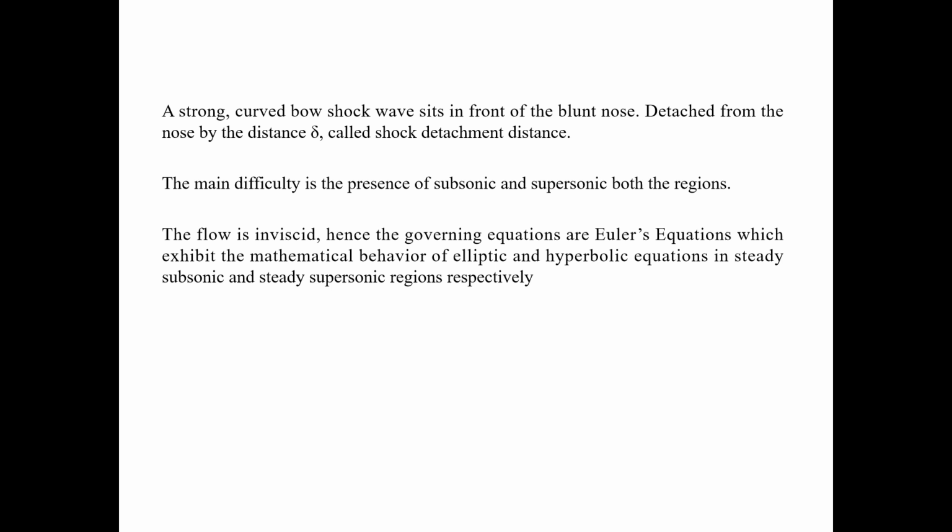But as we know, a strong curved bow shock sits in front of the blunt nose, detached from the nose by a distance delta, called the shock detachment distance. The main difficulty is the presence of subsonic and supersonic regions. Therefore, if the flow is inviscid, the governing equations are the Euler equations, which exhibit the mathematical behavior of elliptic and hyperbolic equations, steady subsonic and steady supersonic.